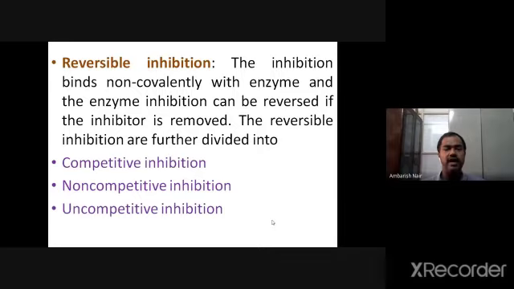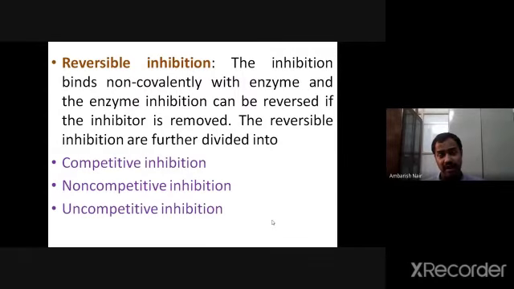I'm not giving any example here for reversible inhibition. When I talk about competitive, non-competitive or uncompetitive inhibition, there are examples. Those examples you can write for reversible inhibition, so don't worry about that. Any of the examples that I give for competitive, non-competitive or uncompetitive inhibition can be used to represent reversible inhibition.